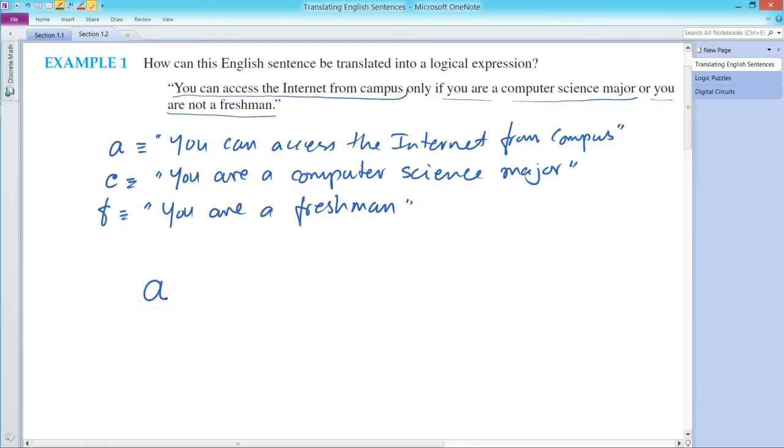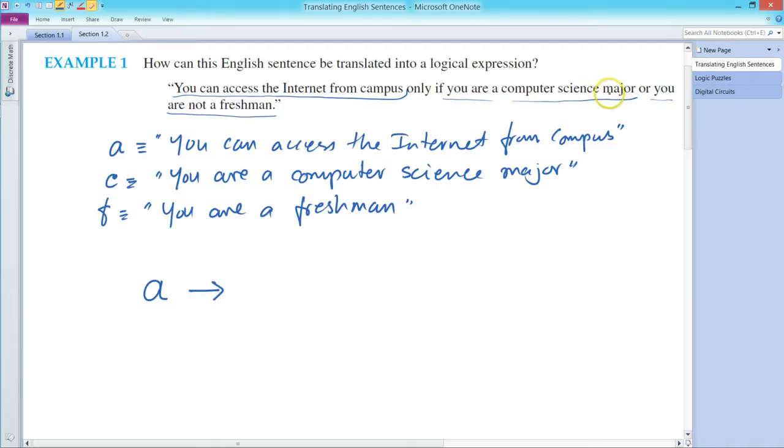Identifies the first part of the logical part. Okay. Only if, you recall from section 1.1, is an expression used to represent a conditional statement. So in this case, here we have an implies operator, or a connective. Only if you are a computer science major, let's continue.